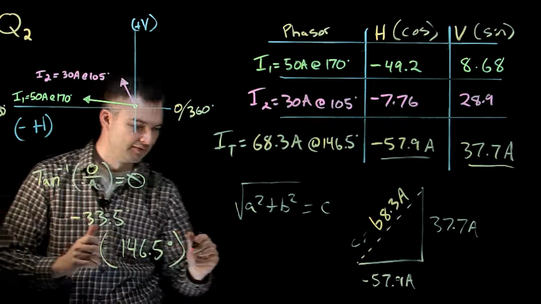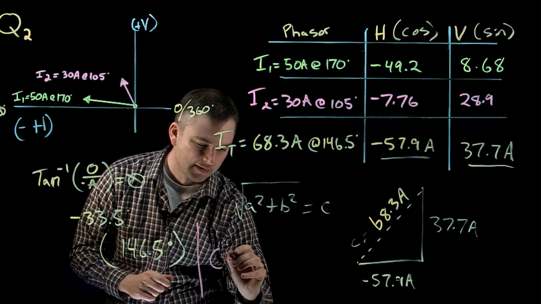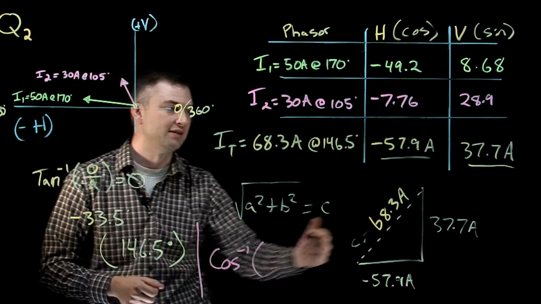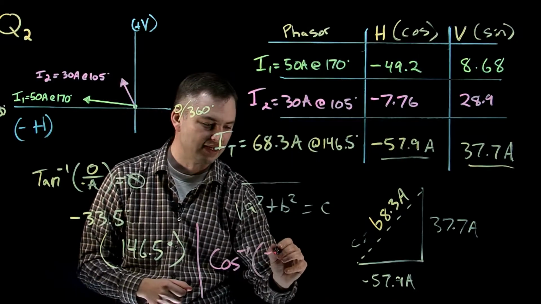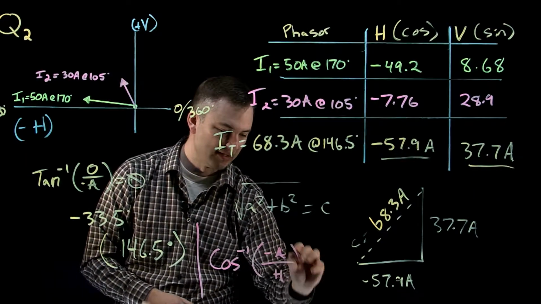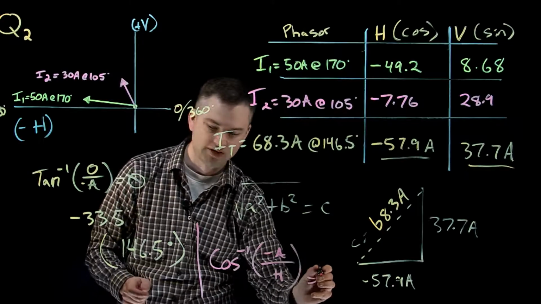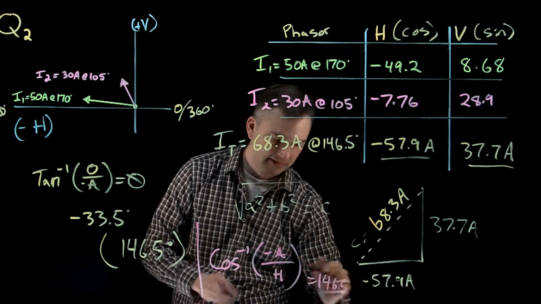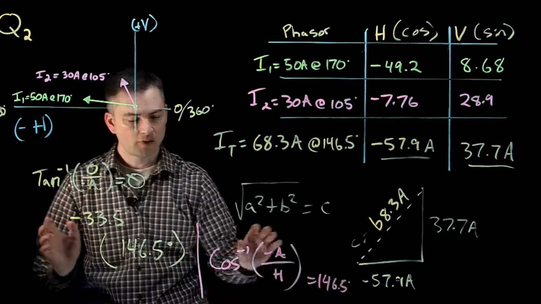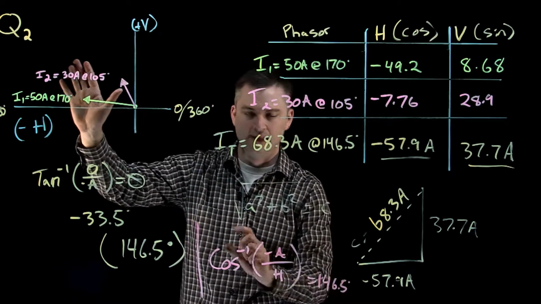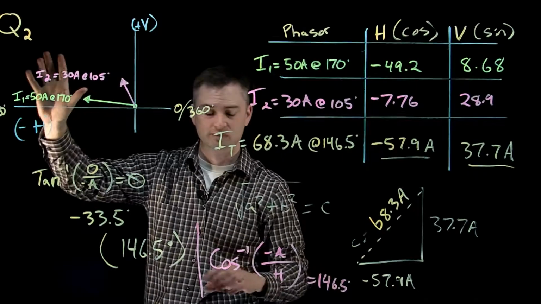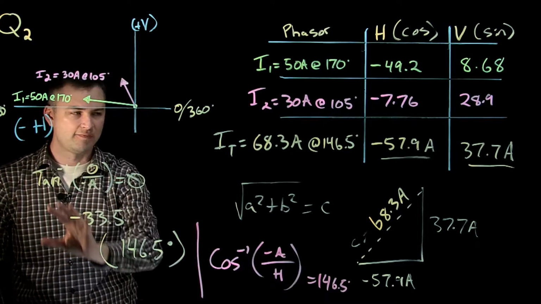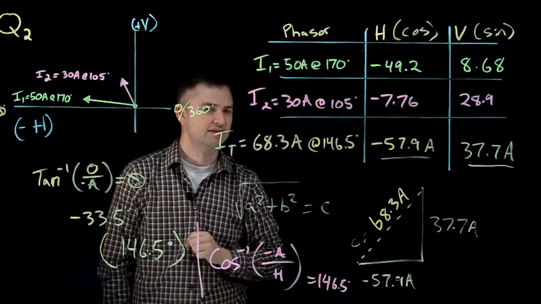However, you can use the cos function. Arc cos is adjacent over hypotenuse, so that would be negative 57.9, the negative adjacent, over our hypotenuse, which is 68.3. This would actually yield the correct 146.5 degrees. That will only be true in this quadrant. This is our cos quadrant, where cosine will work and give us the right answer every time. But I figured just stick with tan and you'll have a very consistent answer.